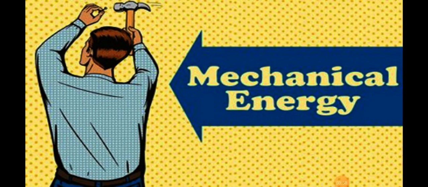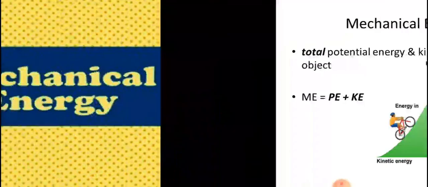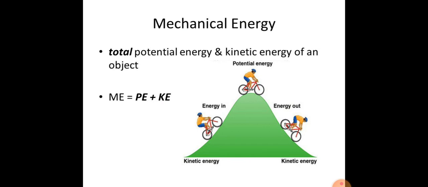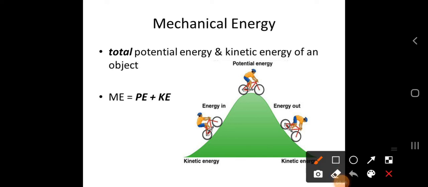So now let's talk about mechanical energy. What is mechanical energy? Now we are talking about two energies, kinetic energy and potential energy. And mechanical energy is the total of the potential energy and kinetic energy of an object. Mechanical energy always remains the same. For example, let it be 100 joule.